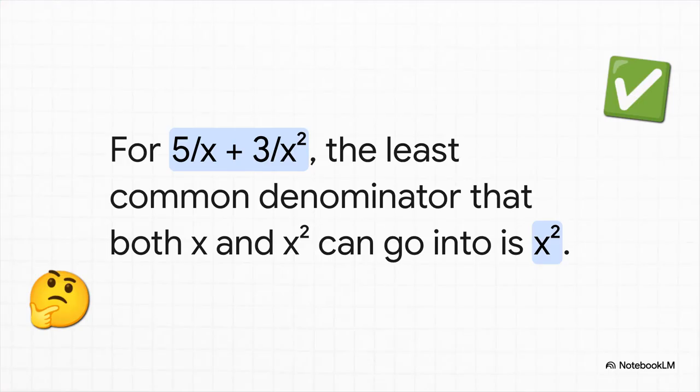Okay, let's take our first one, 5 over x plus 3 over x squared. So to follow our golden rule, we need those denominators to match. We've got an x and we've got an x squared. So what's the smallest thing, the least common denominator that both of those can fit into? Well, it's got to be x squared.